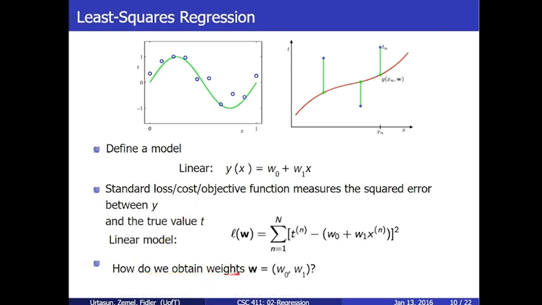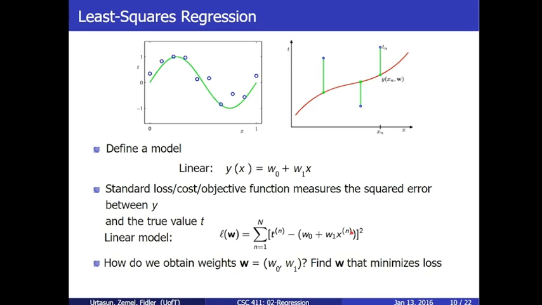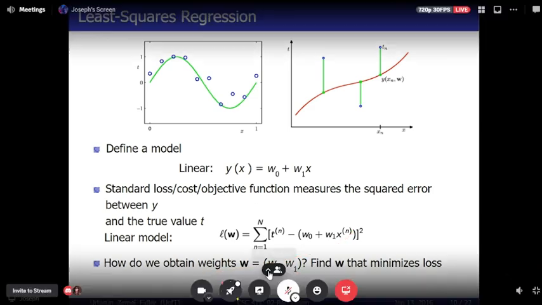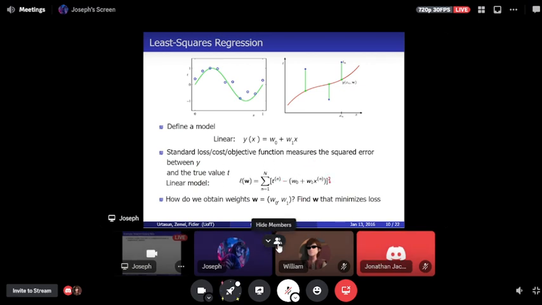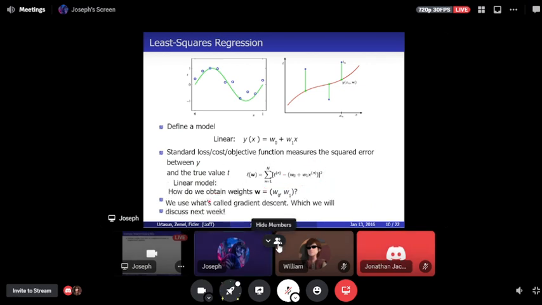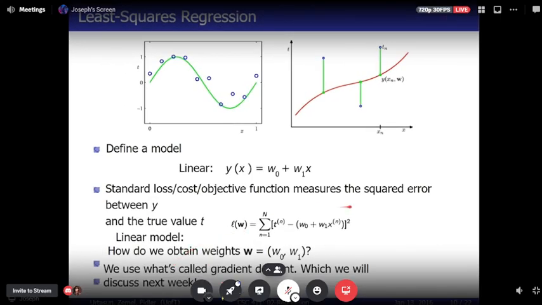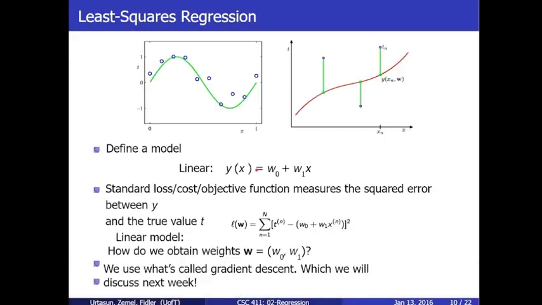So how do we obtain weights w for w0 and w1? Oh, okay, someone joined a bit late. That's fine. We use what's called gradient descent, which we'll discuss next week. Okay, he just joined and left. So I'm going to re-explain.